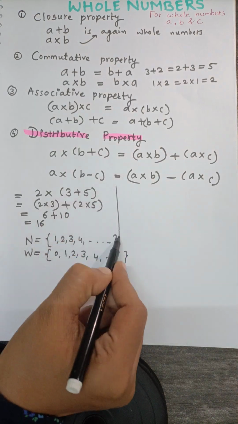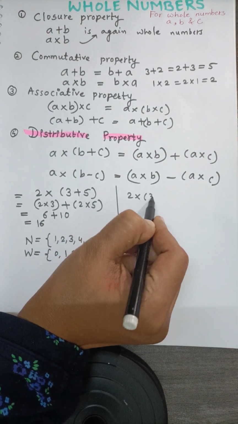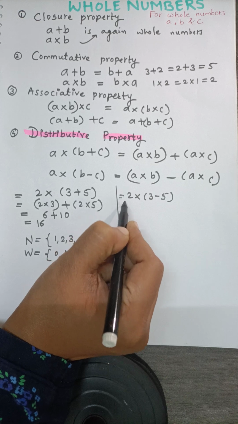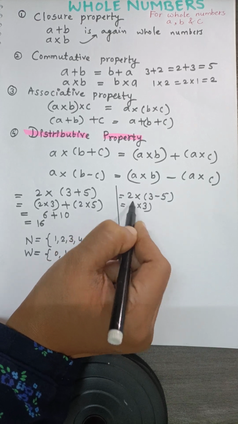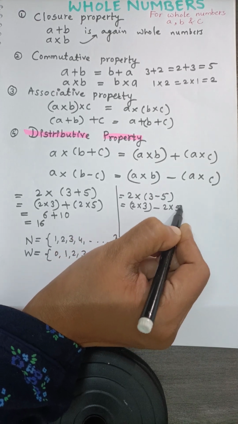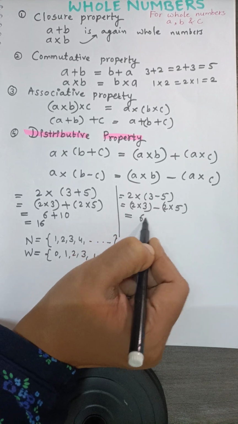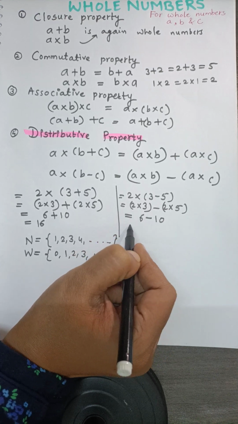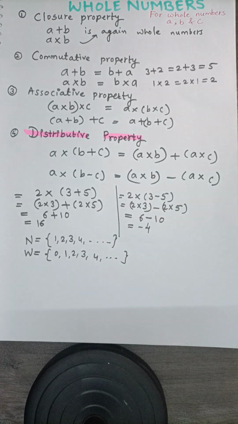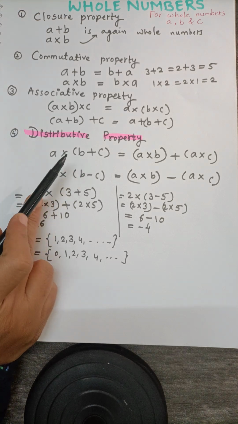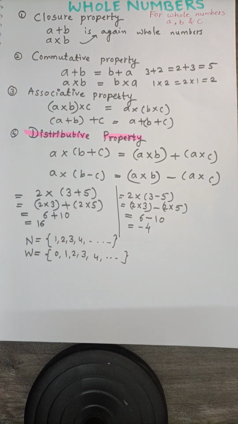In the same way, I can use this under subtraction too. That is, 2 multiplied with 3 minus 2 multiplied with 5. That is 6 minus 10, and I get minus 4. So the distributive property considers two operations, one under addition and one under subtraction.